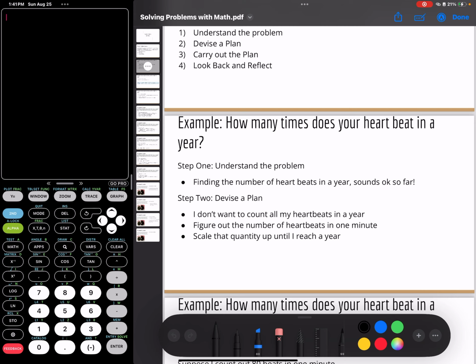So let's talk about devising a plan in step 2. Obviously, I don't want to sit here for a year and count all my heartbeats. 1, that's not possible. And 2, it doesn't sound like my idea of a good time just to count my heartbeat all day. In fact, I don't want to count my heartbeat for that long at all. So what I think is a better idea is I can figure out the number of heartbeats in 1 minute, and then I can manipulate that quantity until I figure out how many that would be in a year.